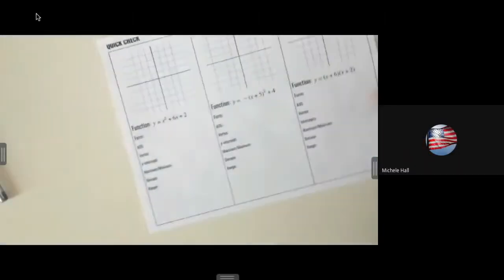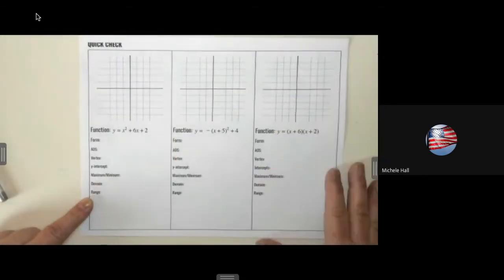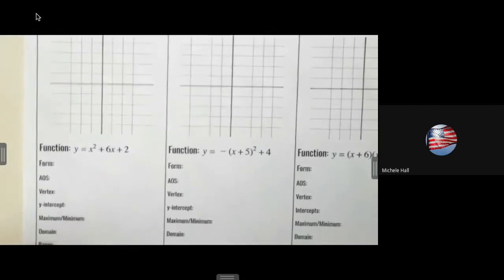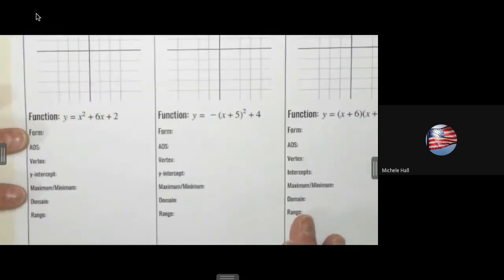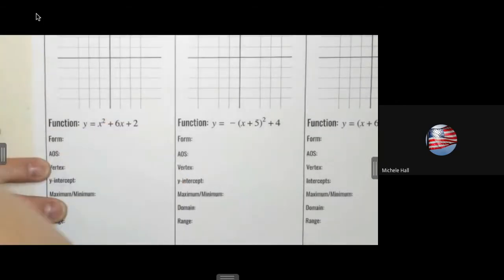So I'll put this up right now so you can see it. You're going to want to have three different columns. That way, if you want to put this in your notes, you can. The first one, what form is the first one in? Standard form. That is standard form.